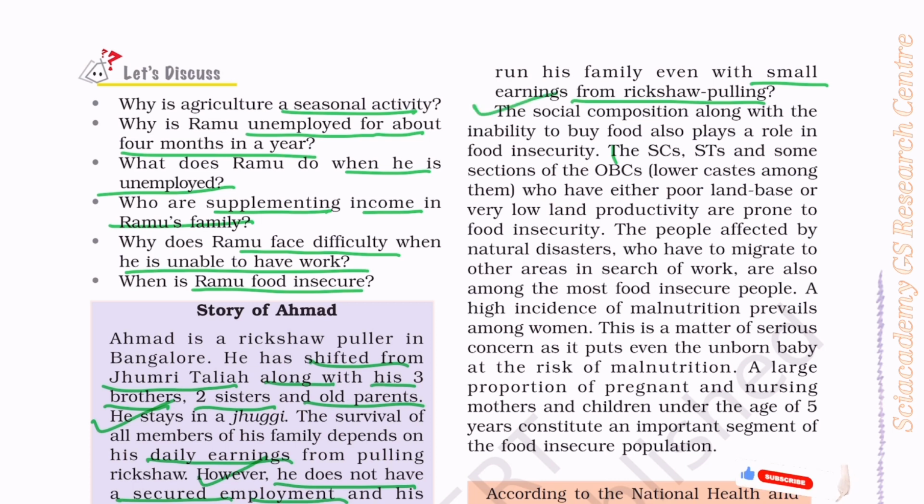The composition, along with the inability to buy food, also plays a role in food insecurity. The SCs, STs, and some sections of the OBCs, lower caste among them, who have either poor land base or very low land productivity are prone to food insecurity. The people affected by natural disasters who have to migrate to other areas in search of work are also among the most food insecure people.